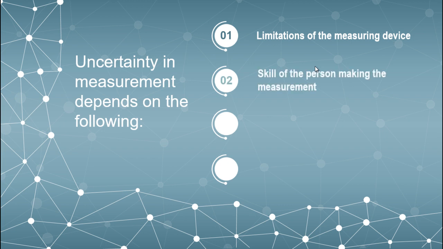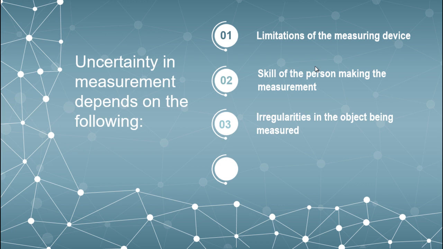And another one, number 2, we have the skill of the person making the measurement. So magdepende na siya sa unsa ang capability sa usa ka person nga naghimo ana nga measurement. Then number 3, we have irregularities in the object being measured.